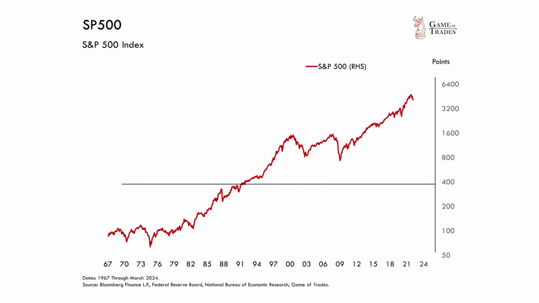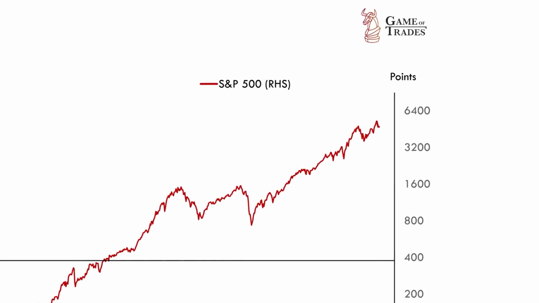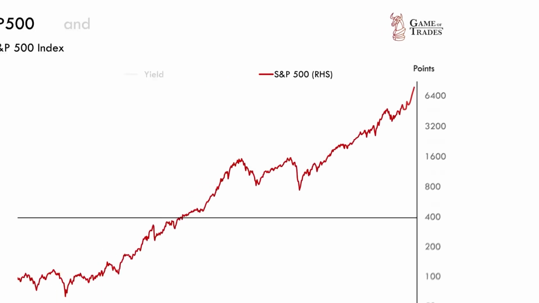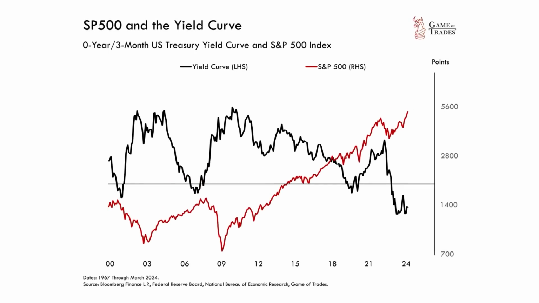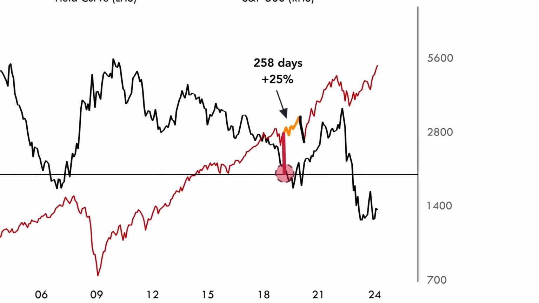Now, that's just our way of looking at how the yield curve is going to impact the stock market in the future. But in the here and now, how high can the stock market go while the yield curve stays inverted? In 2019, for example, the yield curve inverted in June, and the stock market continued to rise another 25% for 258 days before the big peak that was made in February of 2020.